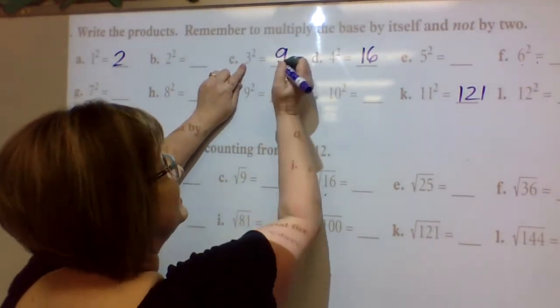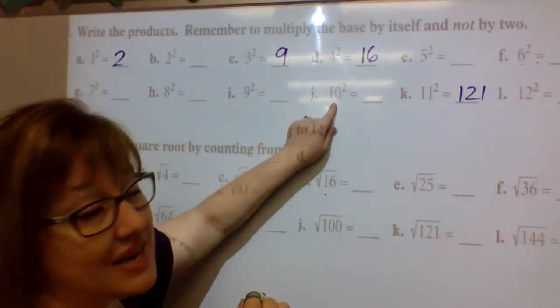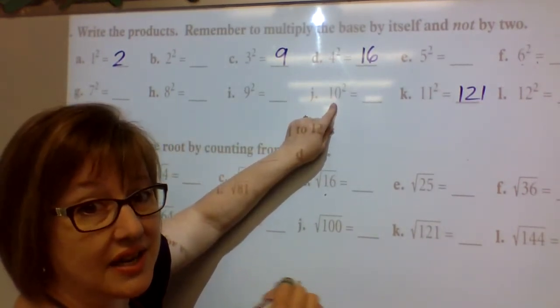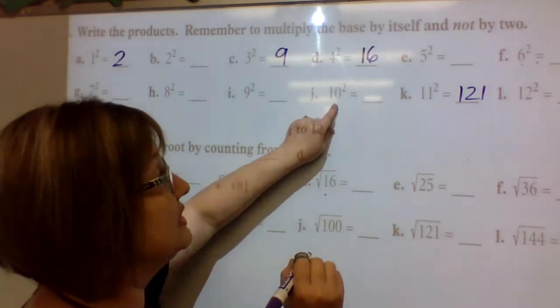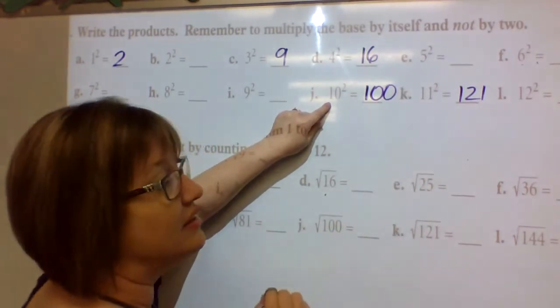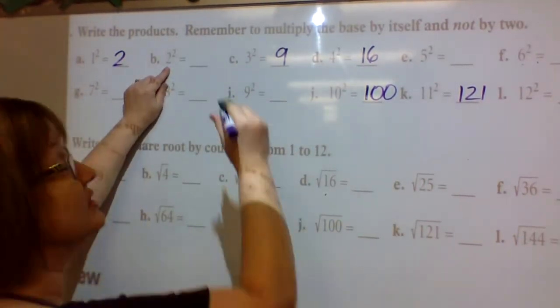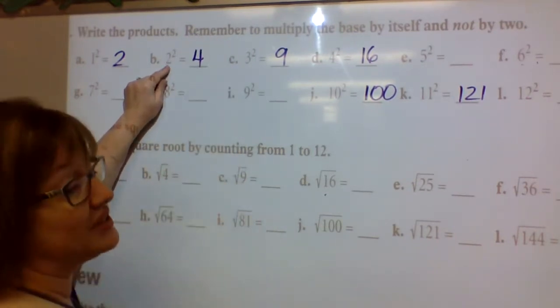A lot of people will write 6 right there. It's not 3 plus 3. It's 3 times 3. 10 times itself, 10 times 10, they call this 10 squared. So that would be 100. Okay, 2 squared, 2 times 2 ends up being 4. So it's the same as adding just for that number.